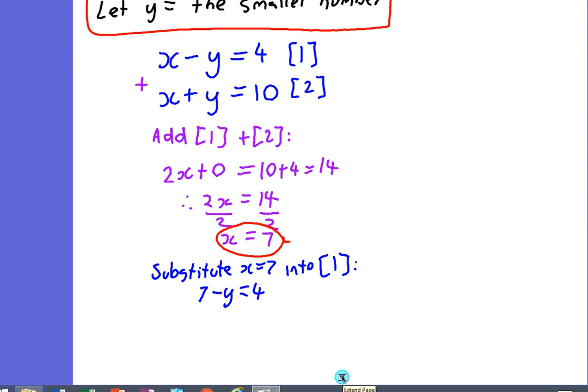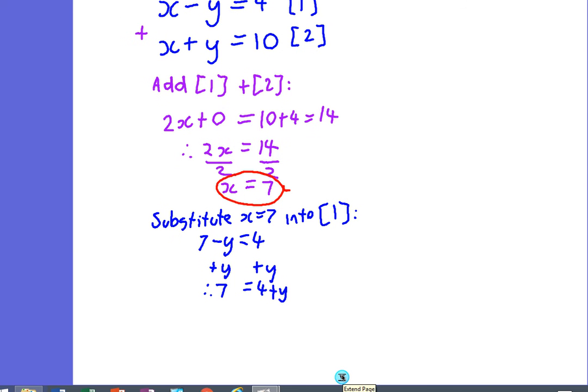Now we use our linear algebra skills that you've all been practicing to solve that. Because we have a minus y on one side, let's just add y to both sides to make that a bit nicer. And we get 7 is equal to 4 plus y. We're nearly there, so now we just want to subtract 4 from both sides, and we get 3 is equal to y, or y is equal to 3.